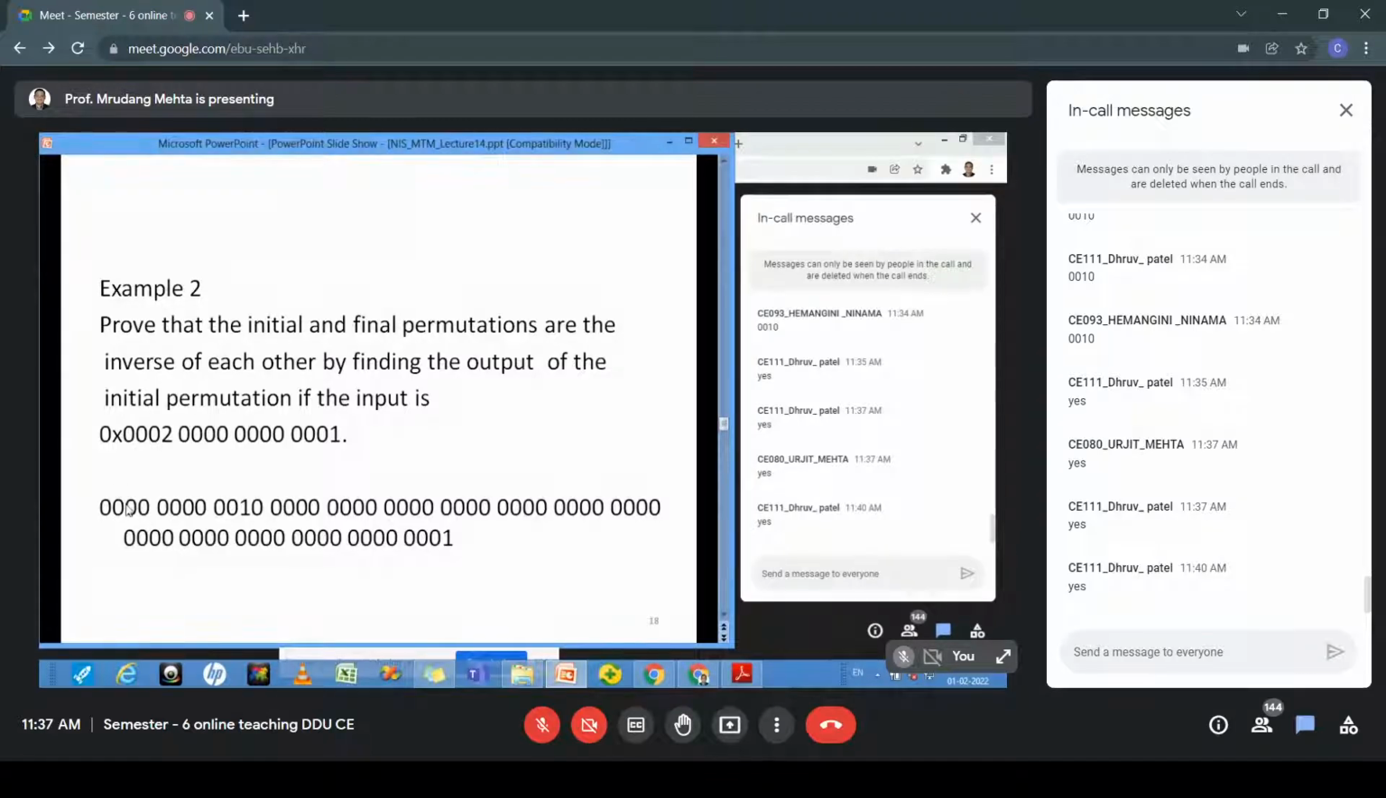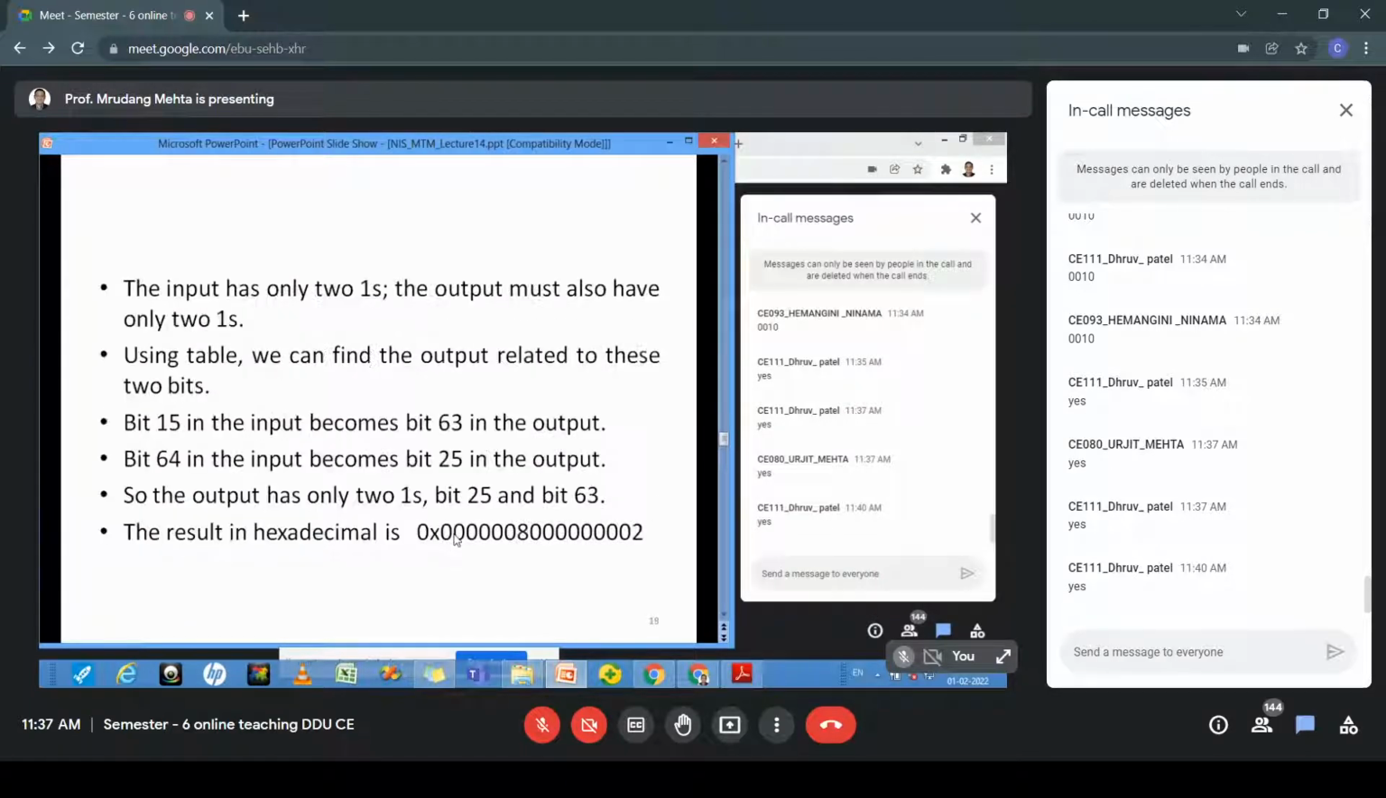Each value is represented by 4-bit binary. So this one is, you can see, 4 plus 4, 8, 9, 10, 11. So here one 4-bit block is missing. So that I will substitute. And then, so 13, 14 and 15. And this one is the last one. Okay. So now what we have to do is, the input has only two ones, the output must also have two ones.